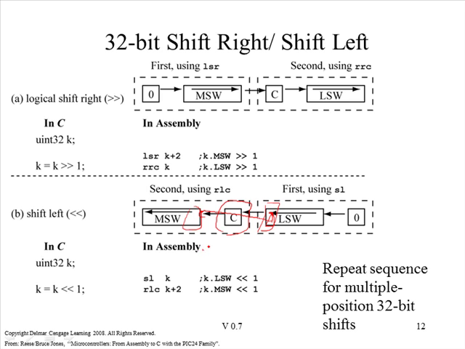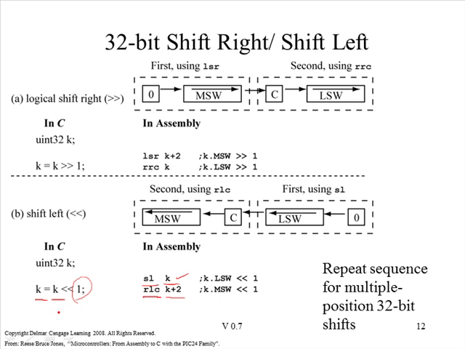So here's the code that does this. We have K is equal to K shifted to the left by 1 position. So we do a shift left of K. That's going to shift the least significant word of K by 1, and place the result back into the least significant word of K. Then we'll do a rotate left with carry of the most significant word of K.